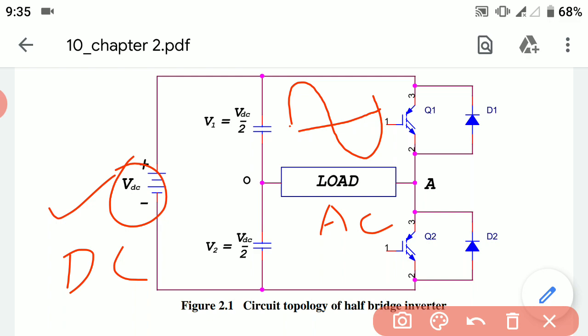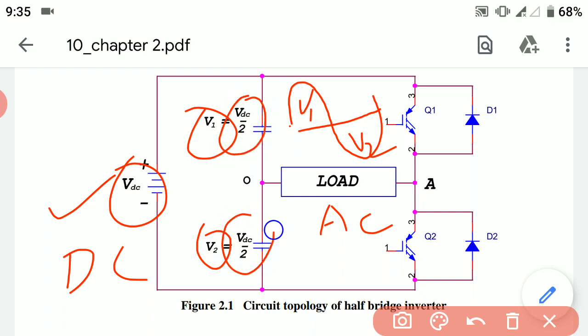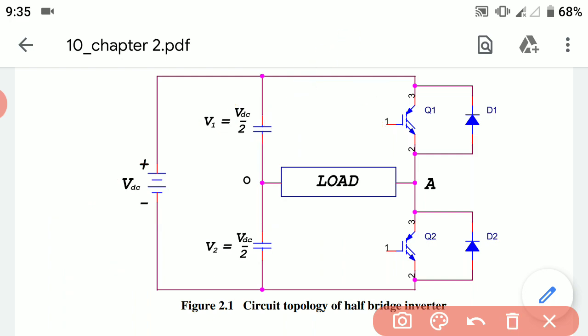So the voltage of the positive peak will be V1, and the voltage of the negative peak will be V2. As we have maintained an equal voltage, that is VDC by 2 and VDC by 2, across both these capacitors, the voltage of these two peaks of the AC output voltage will be equal.